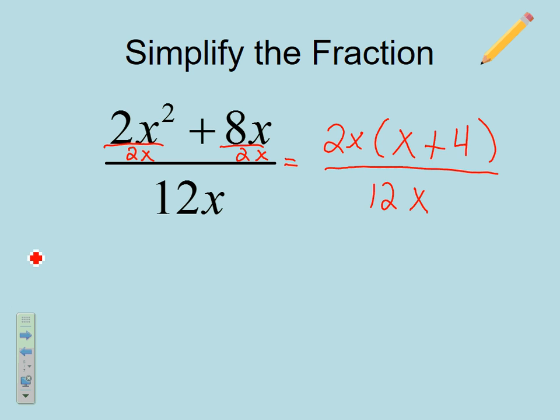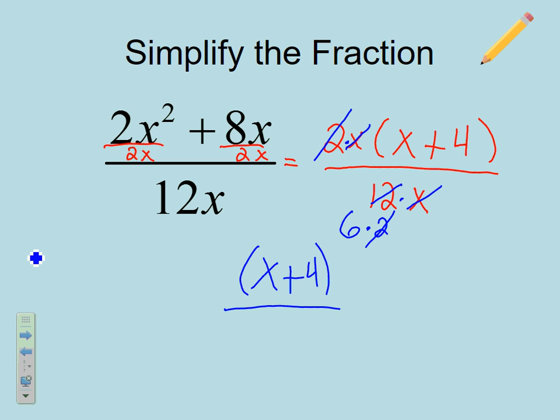Now, right now, only thing I can cancel are my x's because this is multiplication, so they're separate. But now I can break down 12. I can break down 12 to 6 times 2. So now I can also cancel out my 2's. So on top, I'm left with that x plus 4. On the bottom, I'm left with 6. And that's my final answer there. Okay, there's example number 2.